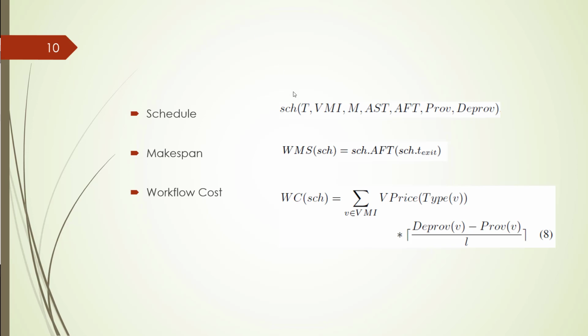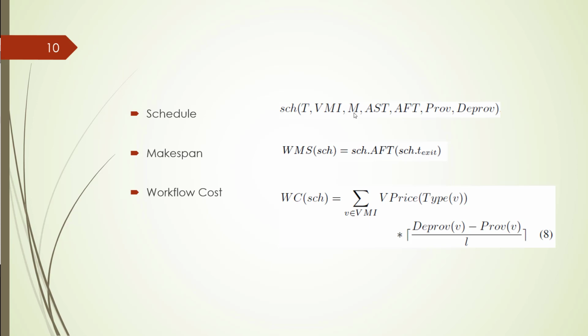M here is a function from the task to the virtual machine instance, that is the task assignment function, and the M of Tij returns the actual start time of the task Ti and the virtual machine instance VMT. AFT, that is a function from task to the R plus, is an actual finish time function, and the actual finish time function of Ti returns the actual finish time of task Ti and the virtual machine instance MTI.